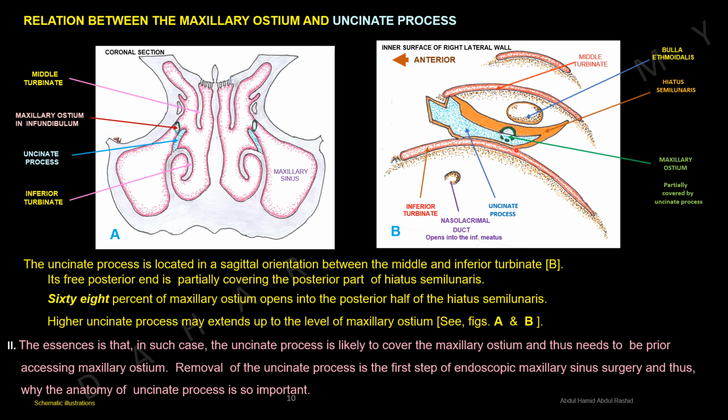As we all know, the maxillary ostium is commonly in the hiatus semilunaris. If the uncinate process is higher, definitely it will cover the ostium of the maxillary sinus. In such a case, removal of the uncinate process is the first step of endoscopic maxillary sinus surgery, and that is why the anatomy of the uncinate process is so important.